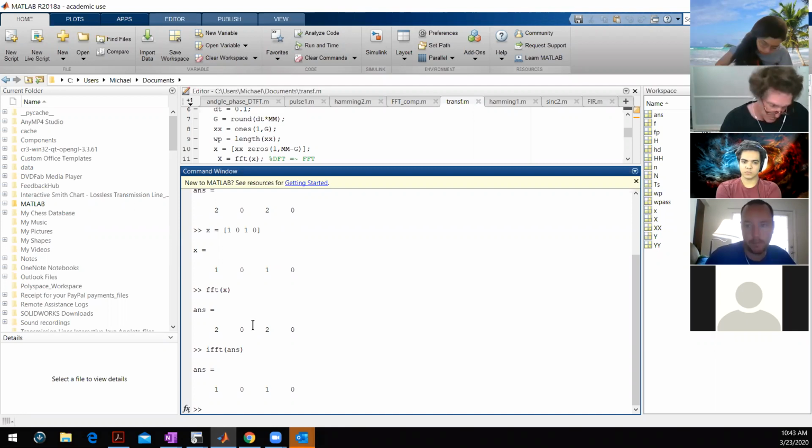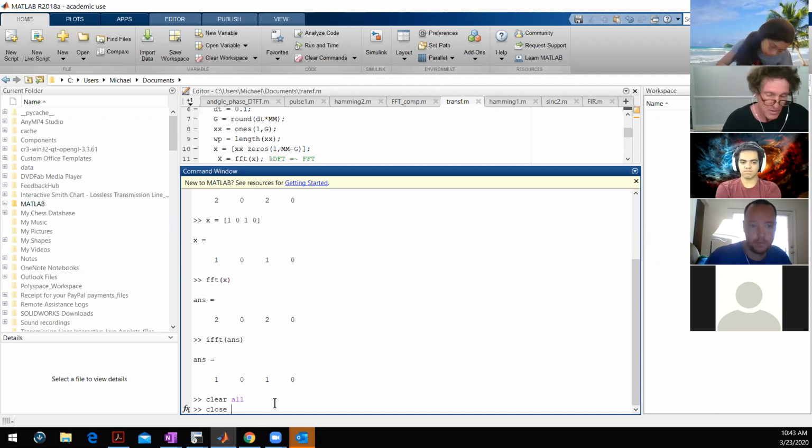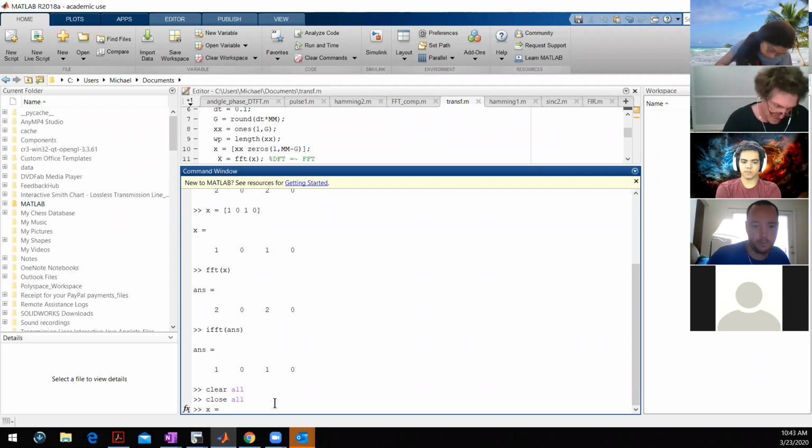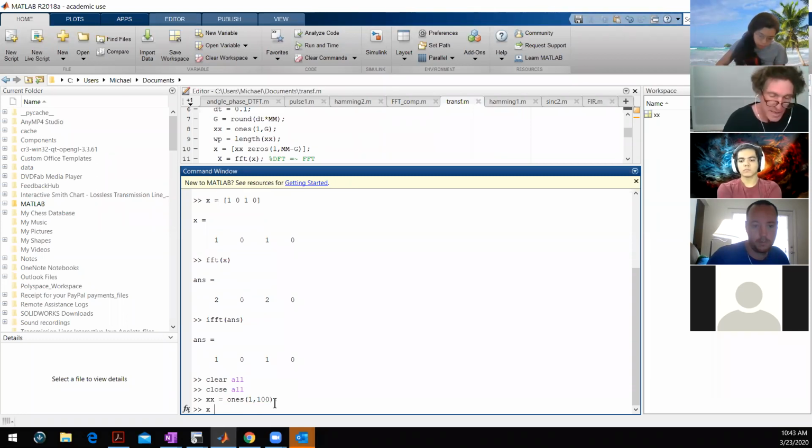Let me give you a different type of example of this. Here, let me clear all, and then close all. Now, I'm going to create XX equal ones, 1 comma 100, so 100 ones. And then after that, I'm going to say X is equal to, this is called concatenation, XX, that's 100 ones, comma, and I'm going to add to that zeros, 1 by 1024 minus 100. So now the total data length will be 2 to the n, an integer value. And put a semicolon there.